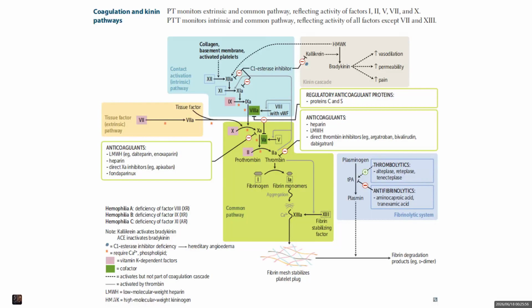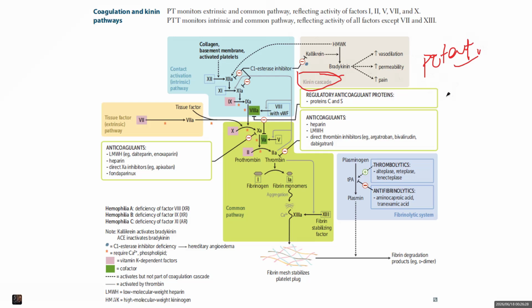Alright, so now let's turn our discussion to the kinin cascade. This is one of the biochemical pathways that produces bradykinin. Bradykinin is one of the most potent vasoactive peptides, and it plays a major role in inflammation, pain, and vascular permeability. We have several key components of the kinin cascade.